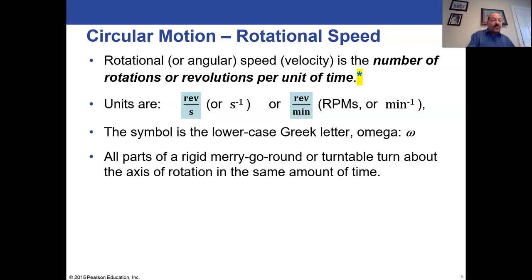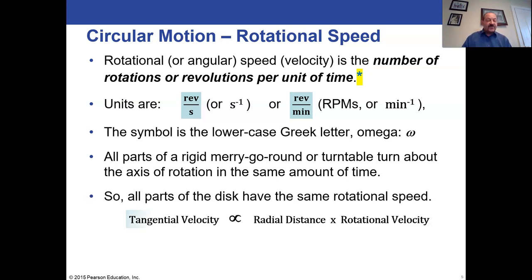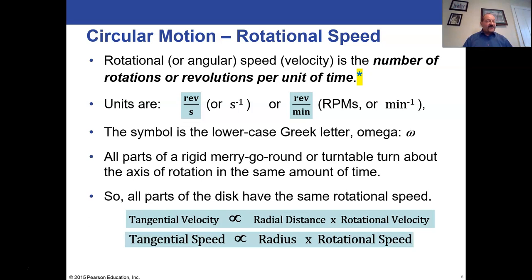But if you're on the horse on the outside, you're covering more distance in the same amount of time. You have a faster tangential speed, and it's going to be proportional to how far you are out from the center. So here's the formula.